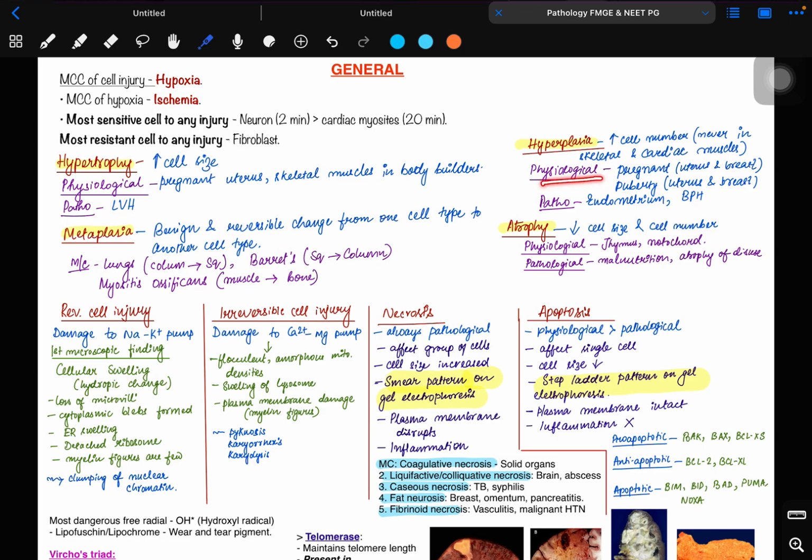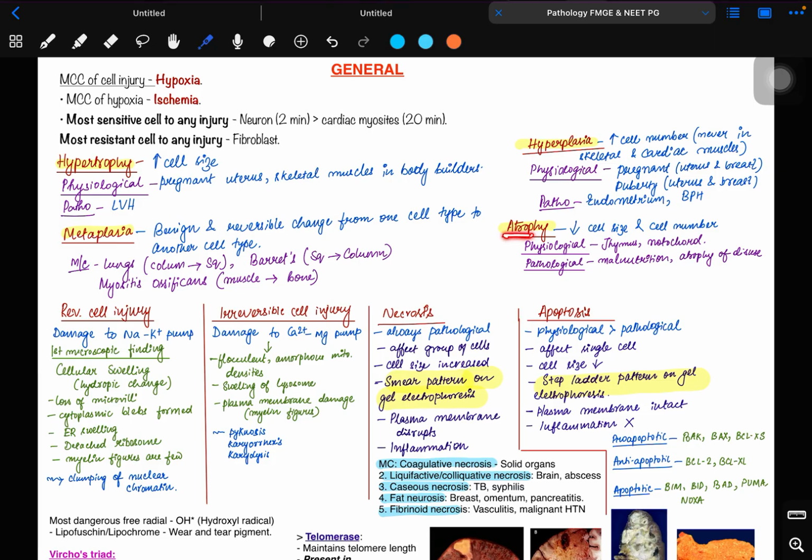What is the example of physiological hyperplasia? It is found in pregnant uterus and breast, in the puberty in the uterus and breast, and we can find pathological hyperplasia in the endometrium and benign prostatic hyperplasia BPH. What is metaplasia? Metaplasia is the benign and reversible change from one cell type to another cell type. Both are normal, okay? From one normal cell type to another normal cell type. And the most common, it is found in the lungs, where there is change from columnar to squamous epithelium, and in Barrett's esophagus, where we can find there is change from squamous to columnar epithelium. Also, in myositis ossificans, there is change from muscle to bone.